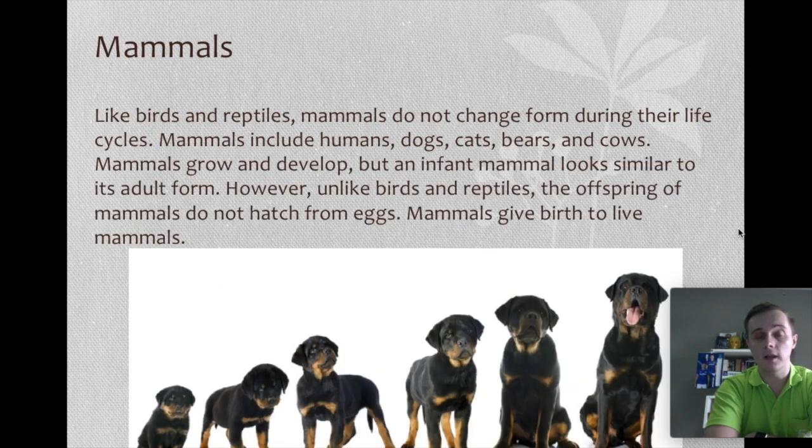Okay, now similarly to birds and reptiles, mammals do not change much during their life cycle. They start small and they get bigger and bigger, and they grow into adults, but they do not change form. One way that they are different is that birds and reptiles hatch from eggs, but the offspring of mammals do not hatch from eggs. Mammals give birth to live mammals. So there are even fewer changes in a mammal's life cycle than with a reptile or a bird.